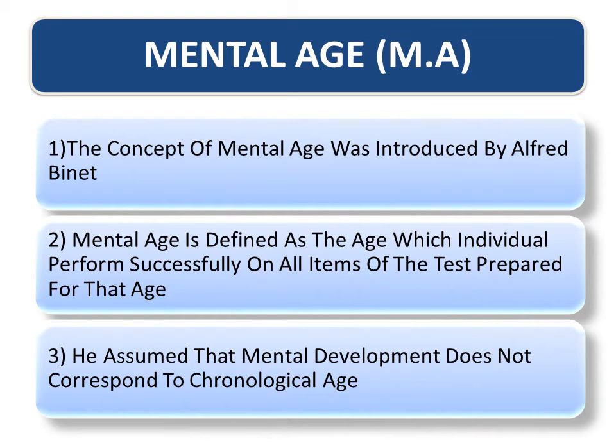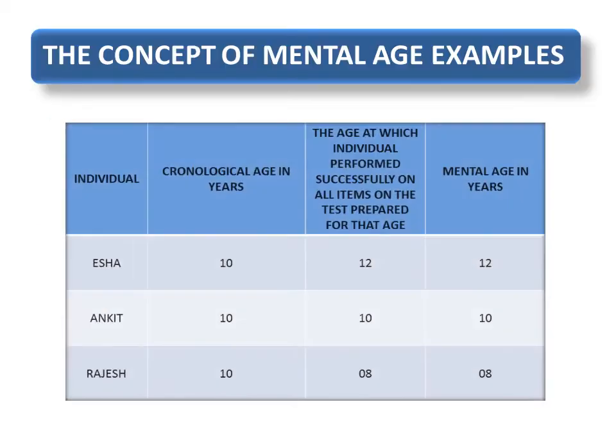Mental age, MA. First, the concept of mental age was introduced by Alfred Binet. Second, mental age is defined as the age at which individuals perform successfully on all items on the test prepared for that age. Third, he assumed that mental development does not correspond to chronological age.